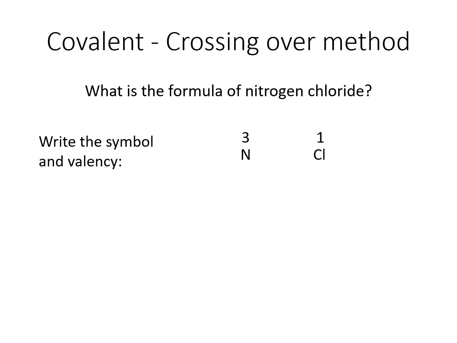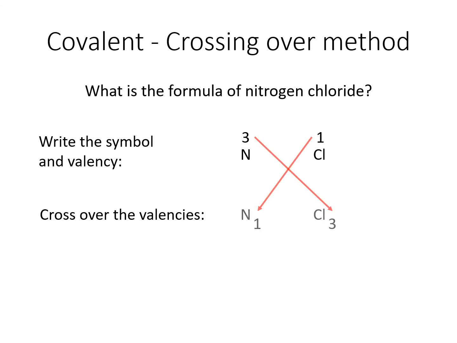Above that, you write the valency. So you go to your data book and you see that nitrogen has a valency of 3, chlorine has a valency of 1, and you write it above them. You would then rewrite the symbol below, and then you would take the valencies and cross them over, like so. So the 3 above the nitrogen has now been taken and it's been crossed over, and that now goes below the chlorine. So it goes subscript for the chlorine. The chlorine's valency of 1 has now been crossed over, and that goes to the nitrogen.